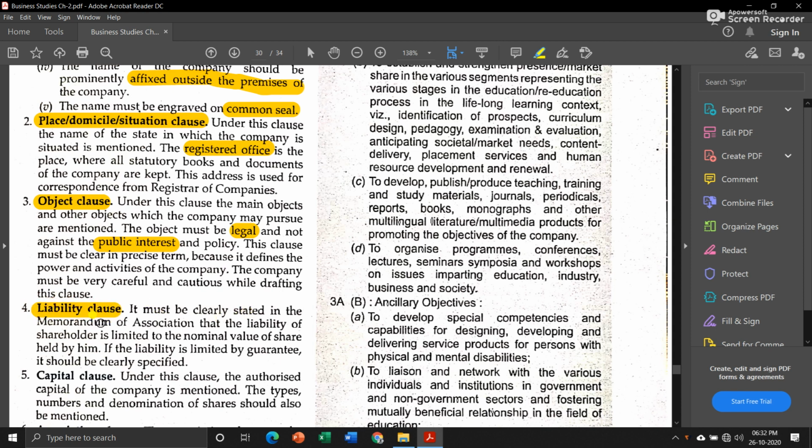Then next is liability clause. It must be clearly stated in the memorandum of association that the liability of the shareholder is limited to the nominal value of share held by him. If the liability is limited by guarantee, it should be clearly specified.